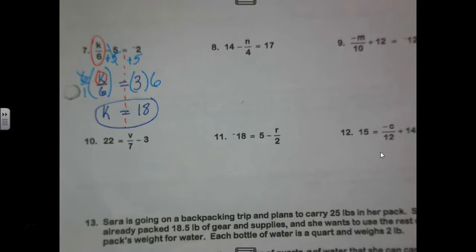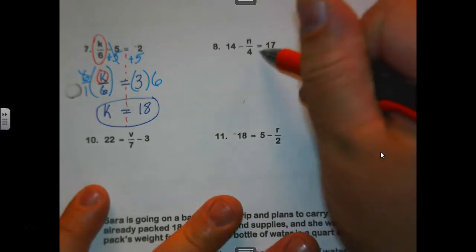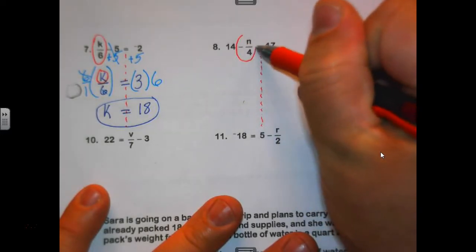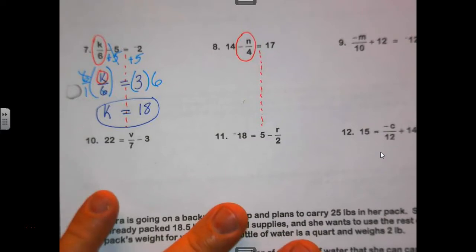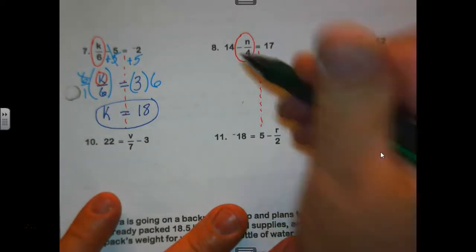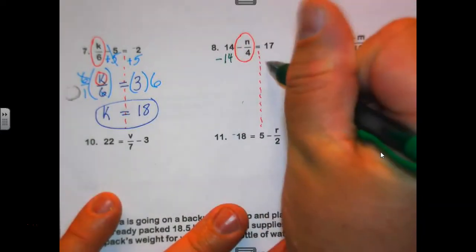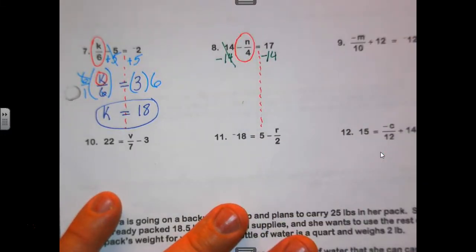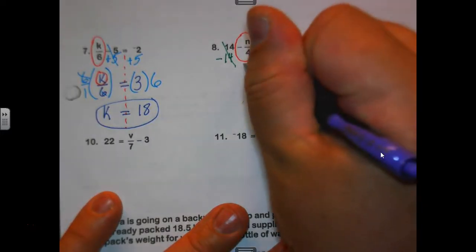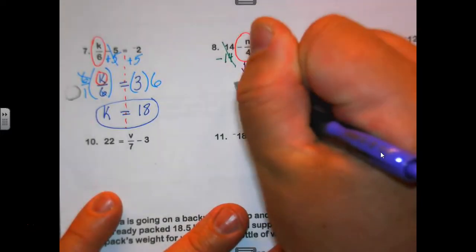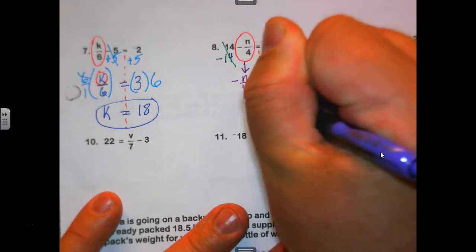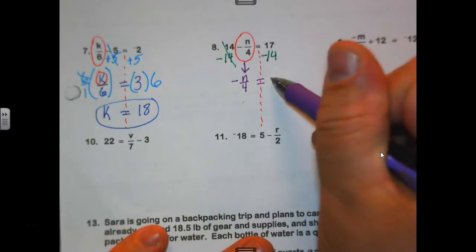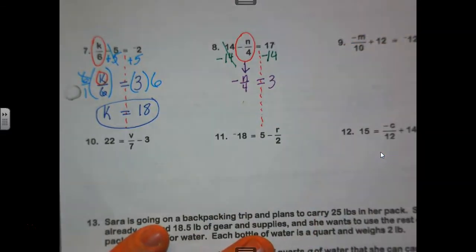Number 8. Here's my equal sign. Here's my fractional term. It's a minus n over 4. So I'm going to subtract 14 from both sides. These add up to 0. I'm going to bring down my minus n over 4. 17 minus 14, 3.